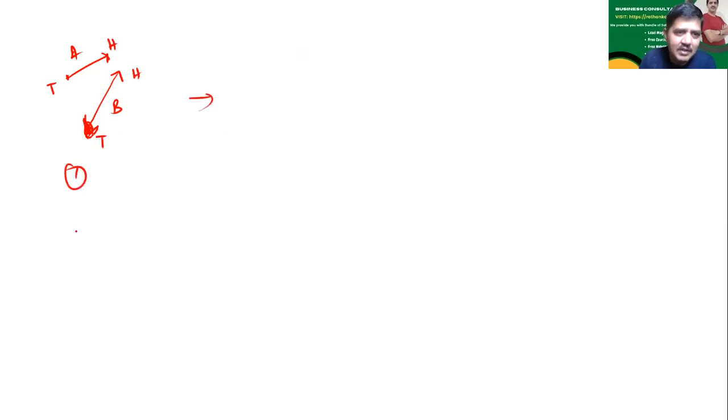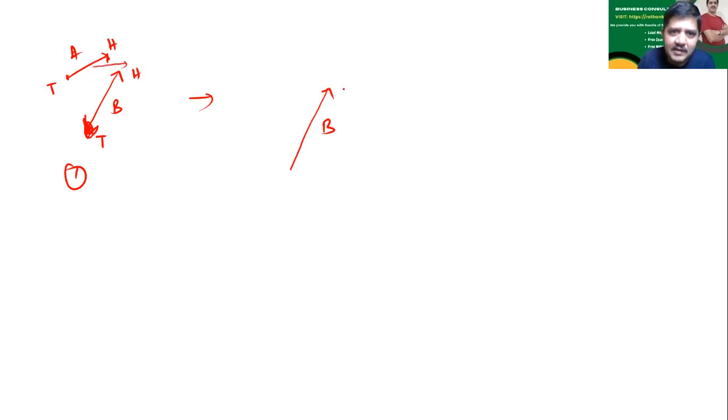Then what we need to do? Take the tail, retain one of these vectors. Whichever you want to retain, you can retain. Let us retain B, for example. Let me retain B, which means I'm going to write B like this. Then take the tail of this vector, join with the head of this vector, which means we're going to pull it like this.